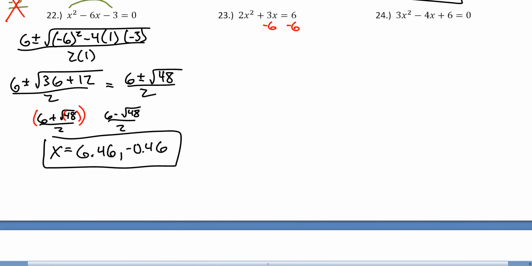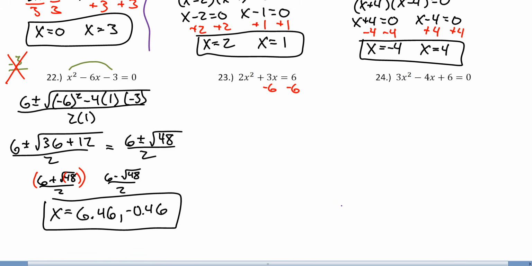Sorry. Sending the screen flying again. Just trying to section this off a little bit.